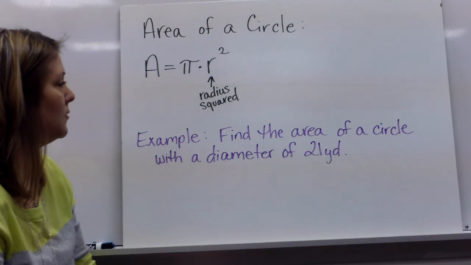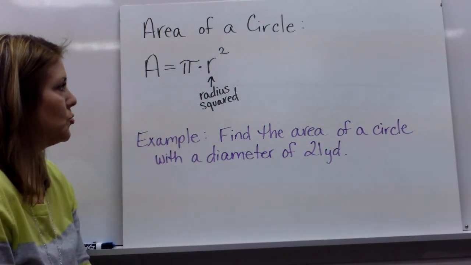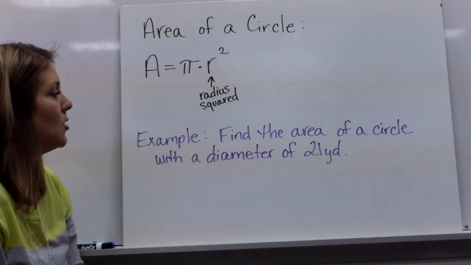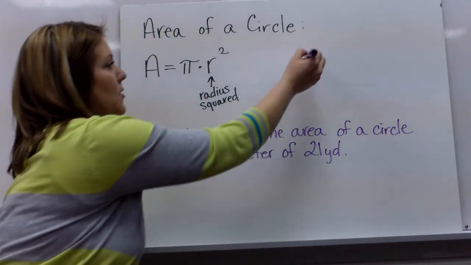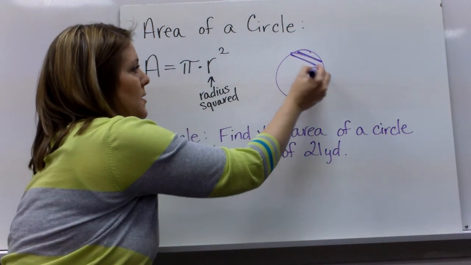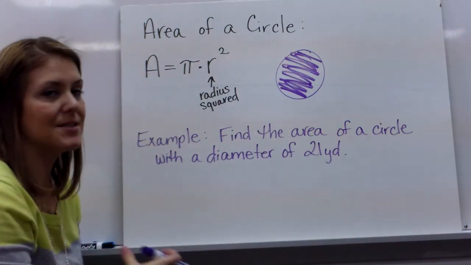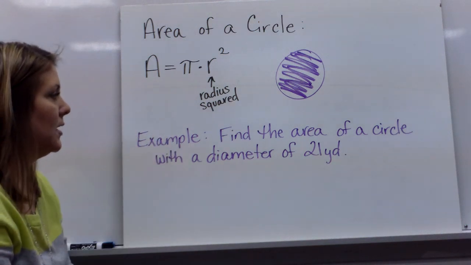All right, let's look at area of circles. There's one formula we need to know for area of circles. That is pi times r squared. That means the radius squared. So let's do an example of finding the area of the circle. And remember, area is measuring the amount inside that circle. So circumference was the distance around. Now we're going to look at area.